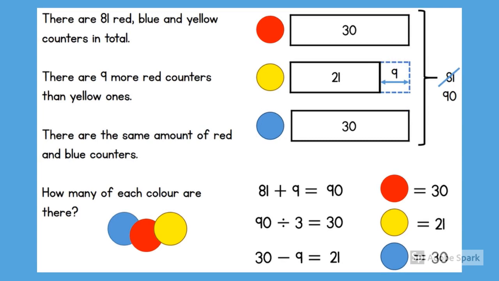Here is another way that you could have solved the problem. We know that the yellow counters have 9 less. So we could have added the 9 to the yellows to make all 3 bars equal. We would then have to add 9 to 81, which gave us 90. Now we divide 90 by 3 to give us 30. To find the yellows, it's 30 take away 9, which gives us 21.